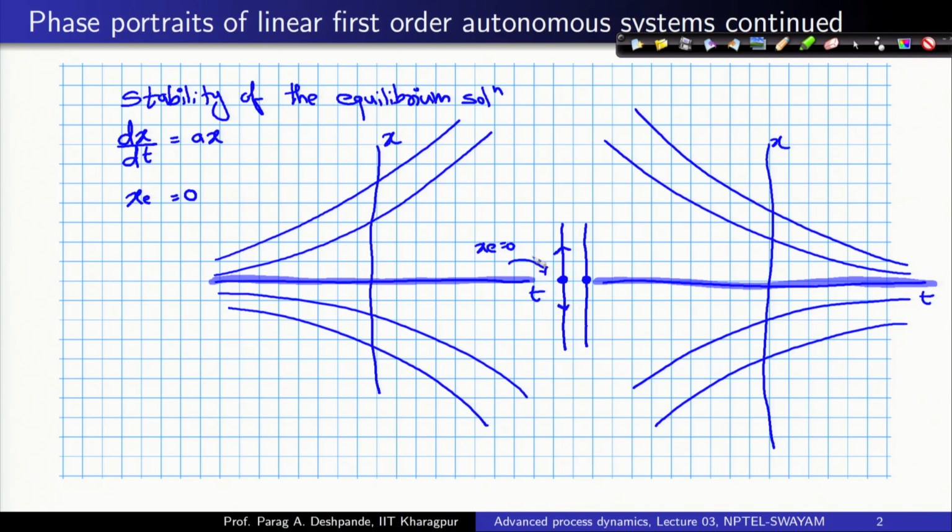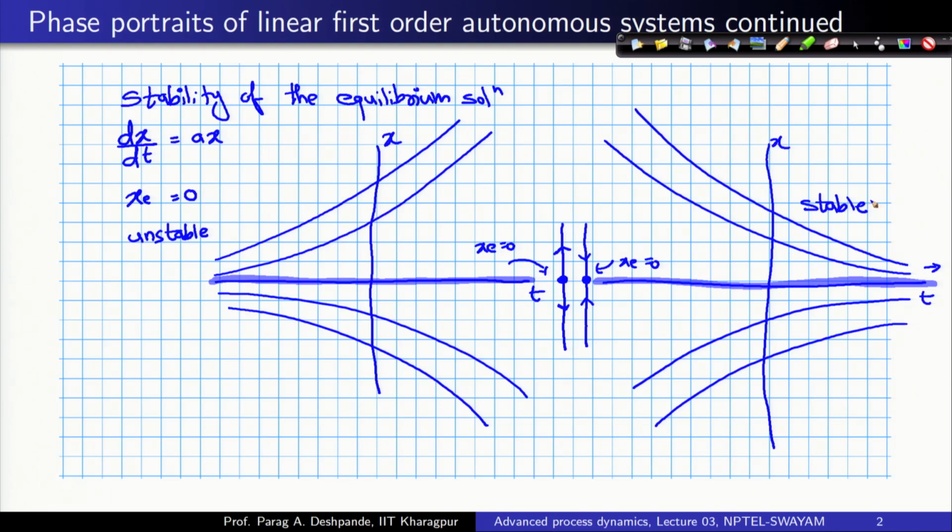The arrows point like this. The solutions never reach in this region, whereas in this region as time t tends to infinity, the solutions are coming towards x = 0. So, therefore, the equilibrium solution x = 0 is unstable here, and the system is stable here, the solution x = 0 is a stable solution.